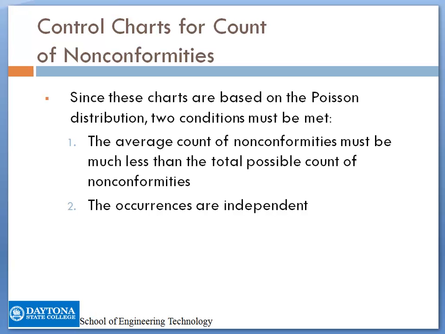So these charts, once again, are based on the Poisson distribution. There are two conditions that must be met. One is that the average count of nonconformities must be much less than the total possible count of nonconformities, and the other is that the occurrences are independent.